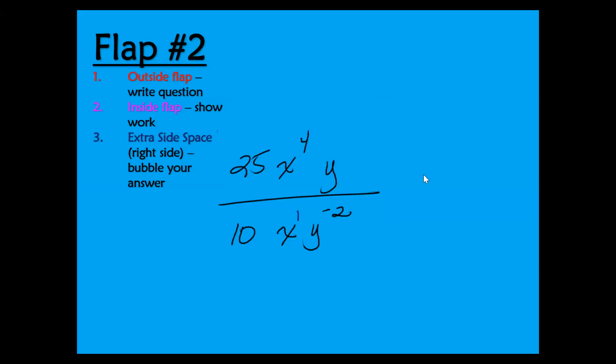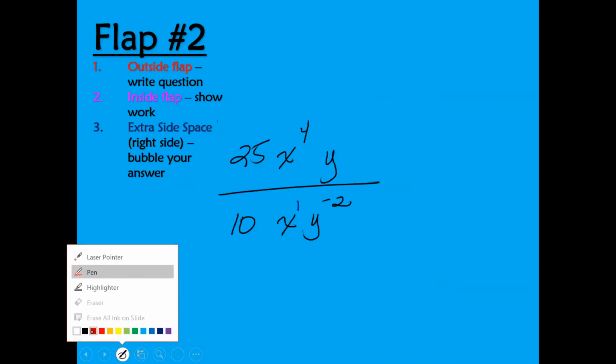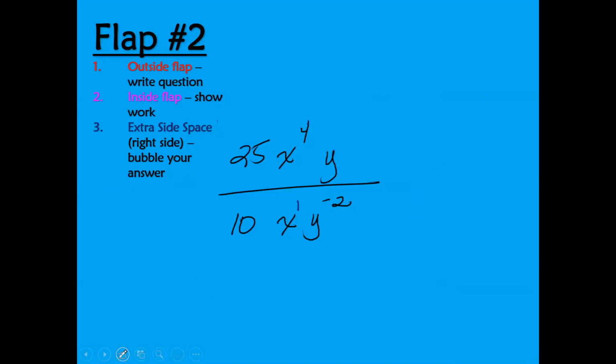Okay, flap number 2. Take a look at the question. With this one, it is a division. So what you're going to do is go ahead and divide it. So 25 over 10. You can reduce it by 5. Looking at this part right here, we're going to have 25 divided by 5, which is 5, and 10 divided by 5, which is 2.